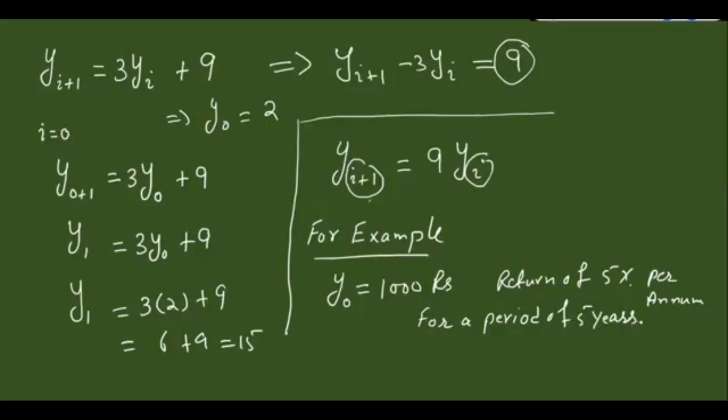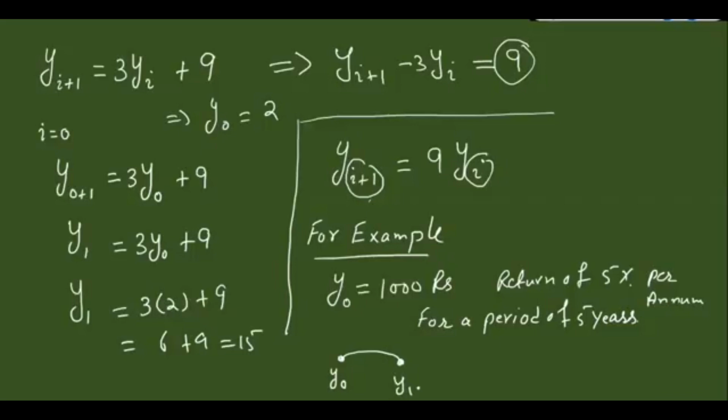For 5 years. So what happened? Let me first explain, and then I will try to connect it with the difference equation. So you are here, and you have y naught amount, that is 1000. When 1 year has passed, you want to have some money. Let's call it y1.